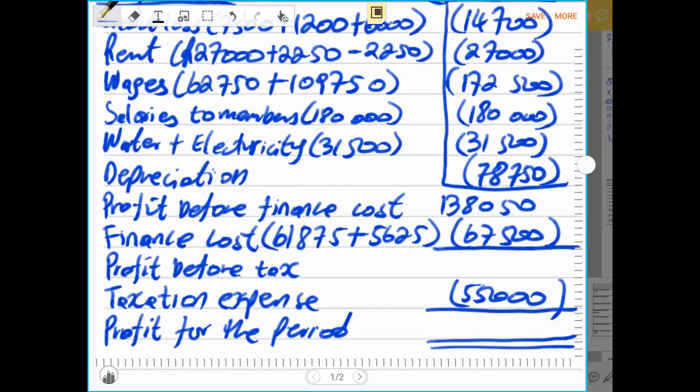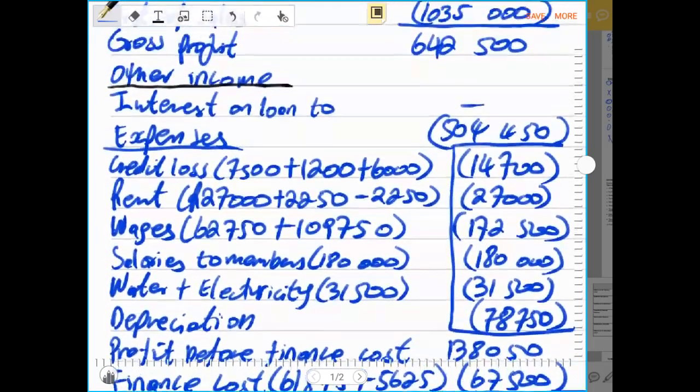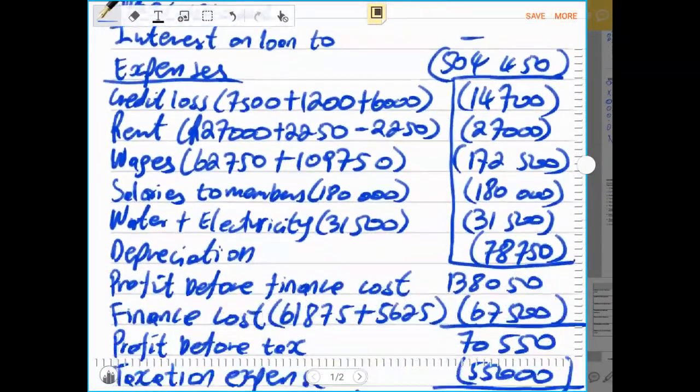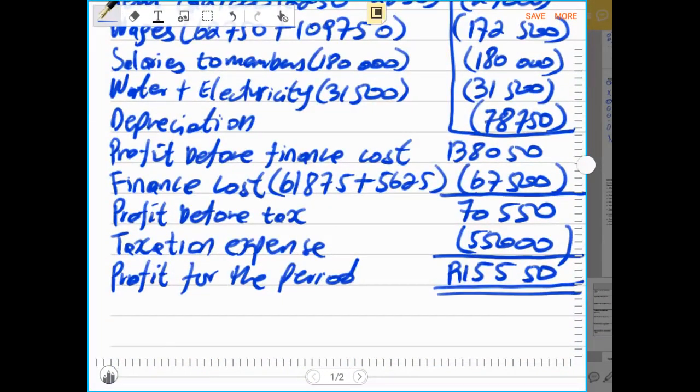We subtract our finance cost. There is a line there, whenever two amounts are subtracted: minus 67,500. That will give us 70,550. 70,550 minus 55,000 of tax will give us 15,550. Oh, what a small profit. So now we have completed the income statement completely and it's 100% accurate.